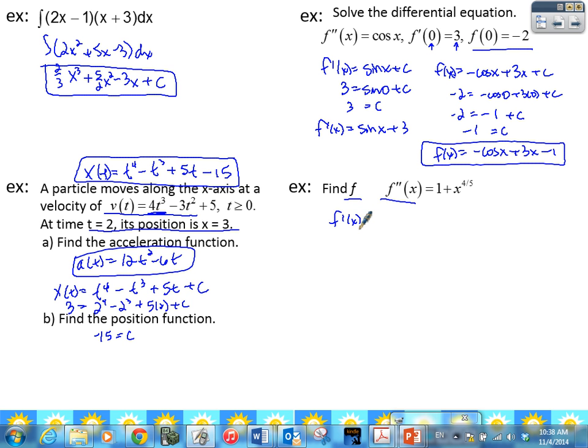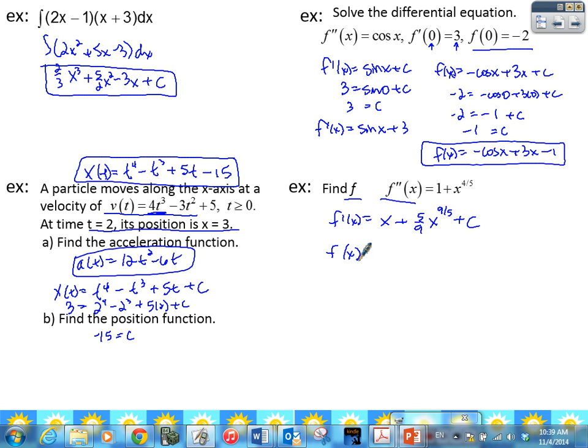So f prime of x. Okay, so the antiderivative of 1 would be x. All right, now we're going to have fun with fractions. We love fractions, yay. So we add 1 to 4/5, and we get 9/5. And dividing by 9/5 would be the same thing as multiplying by 5/9. So it's going to be 5/9 x to the 9/5 plus c. Don't forget your plus c. Are we all right with that? Okay. All right. Now, they don't give us any information on finding c, so we're just going to keep pushing forward. Just carry the c with us.